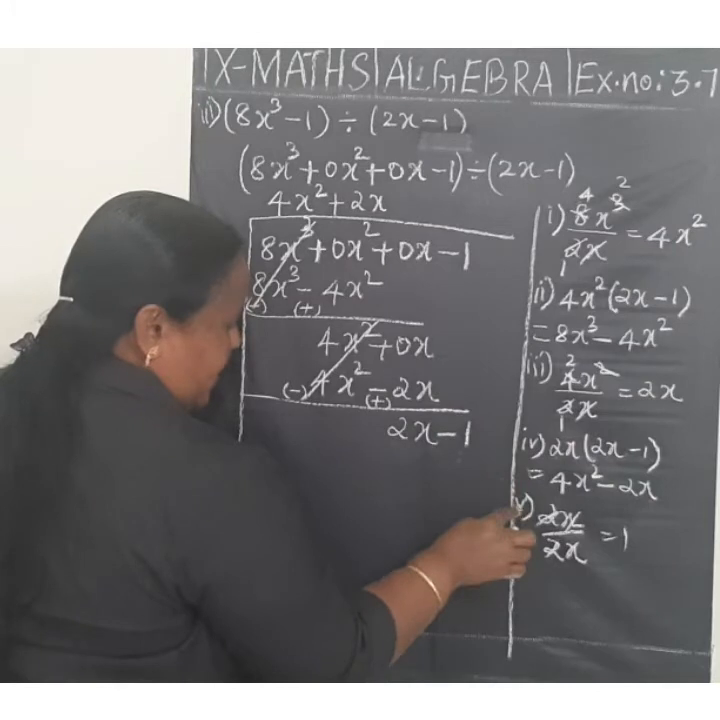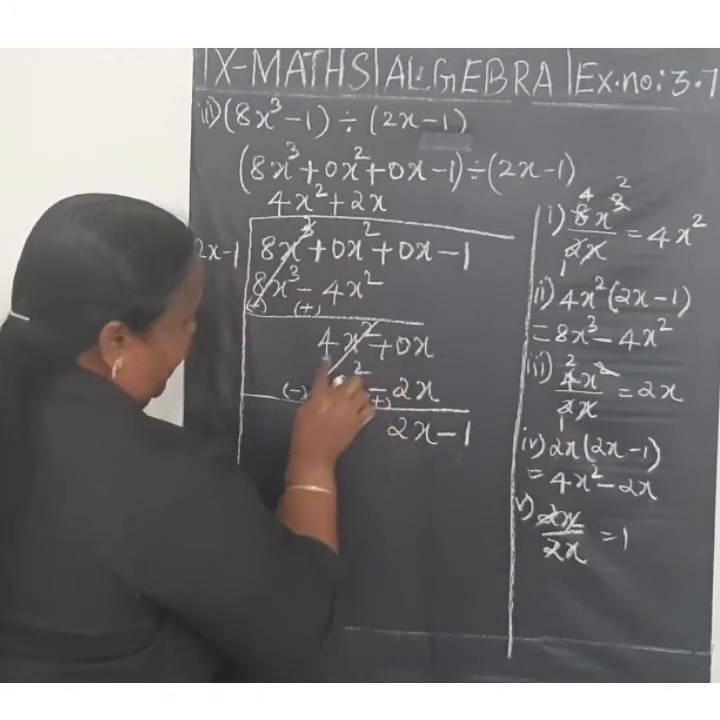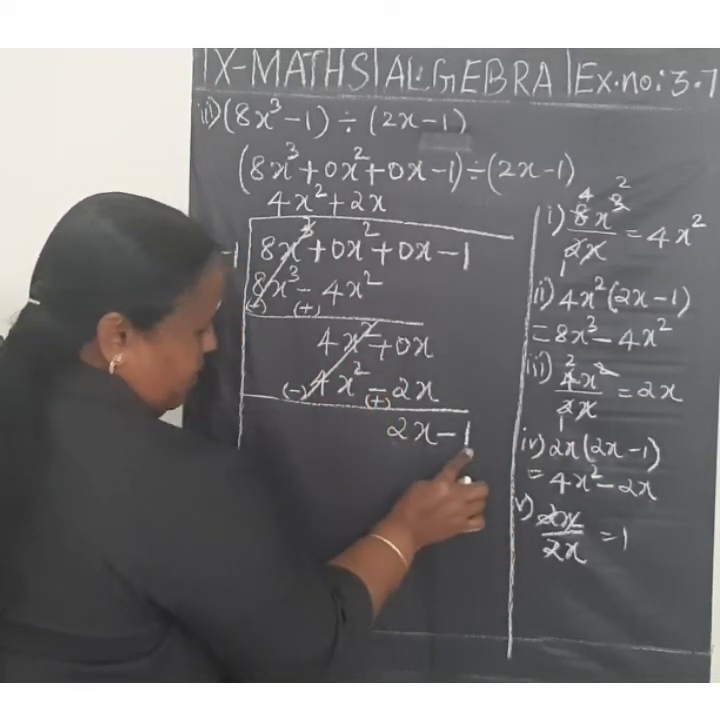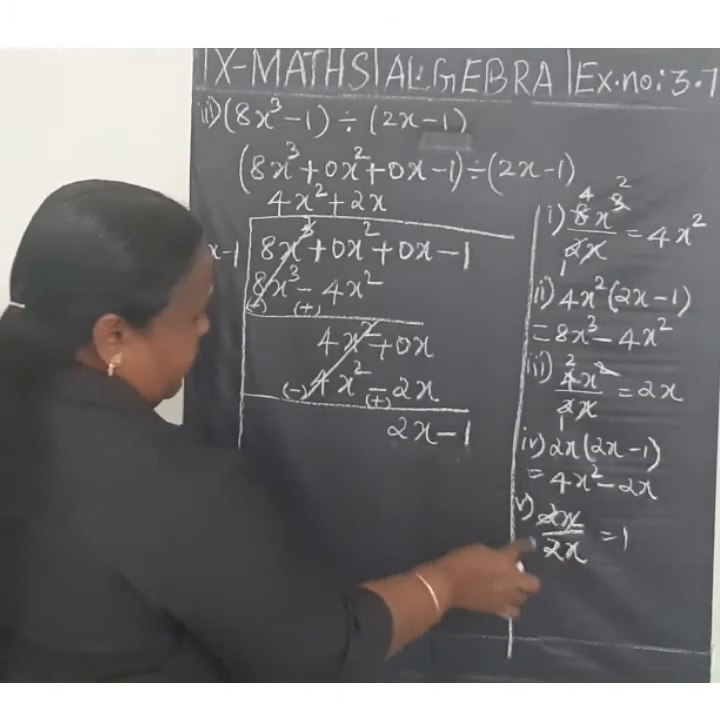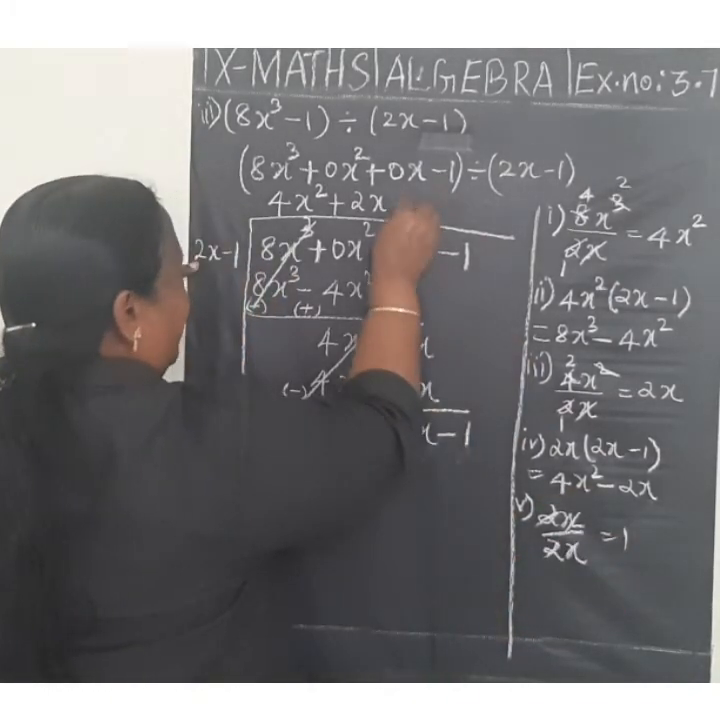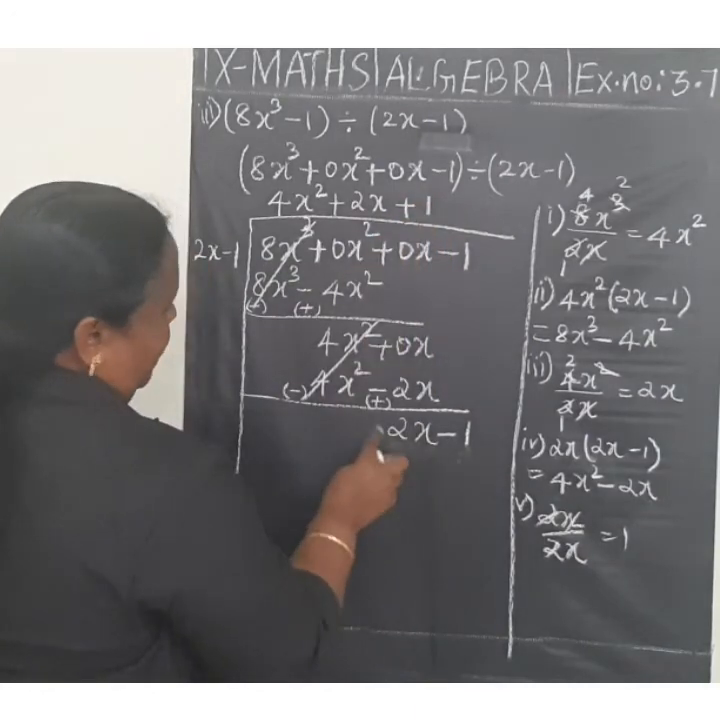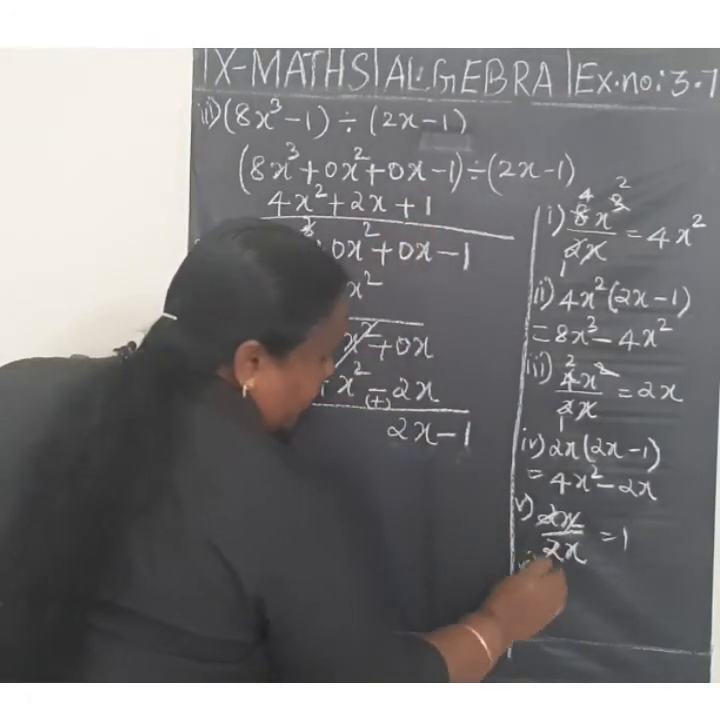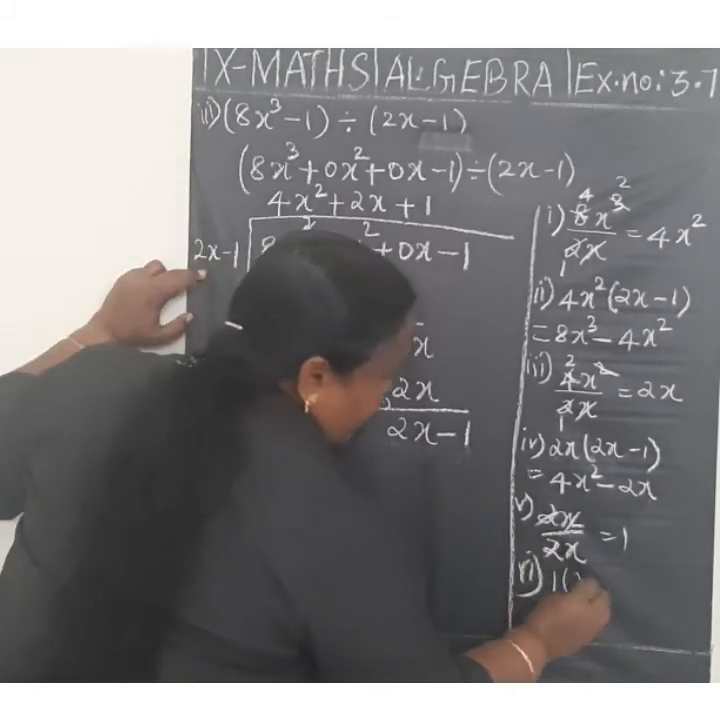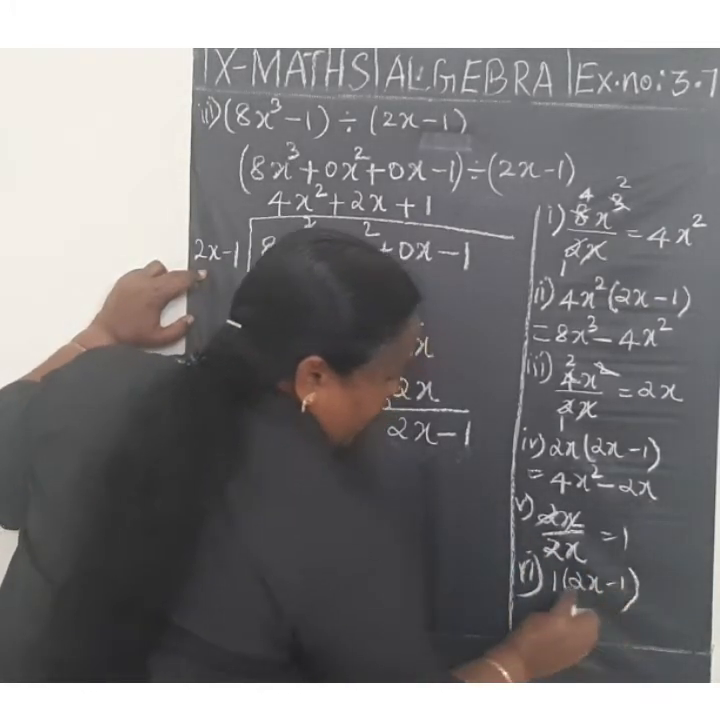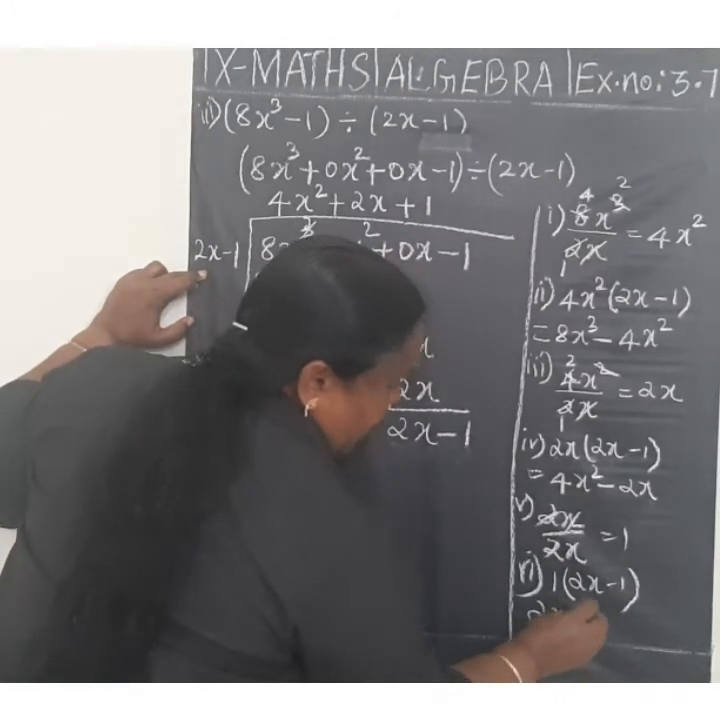Next, we have multiplied and subtracted, and we got 2x minus 1. When 2x minus 1 is divided by 2x, we get 1. So here plus 1. Next, the sixth step: we have to multiply this 1 with the divisor 2x minus 1. 1 into 2x is 2x, and plus into minus, 1 into 1 is 1.